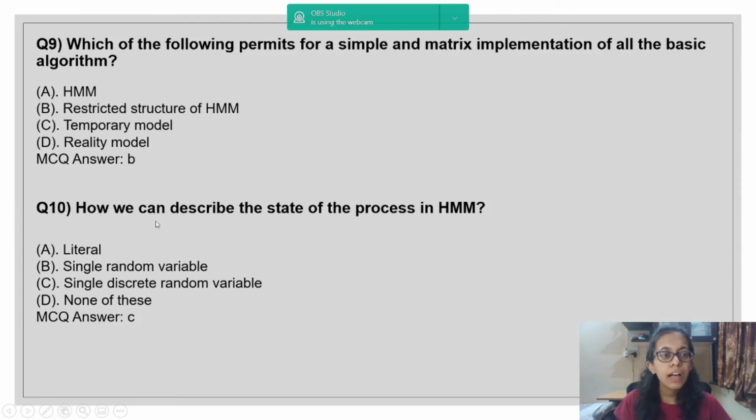Question 10. How can we describe the state of the process in HMM? So the answer here, according to the last question we did, is single discrete random variable. So the option is C. Answer is C.